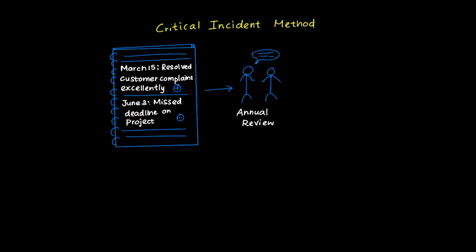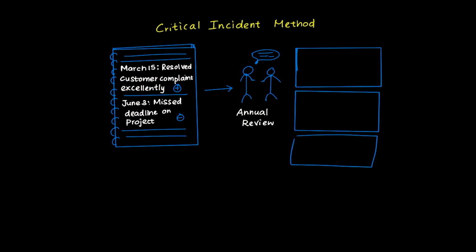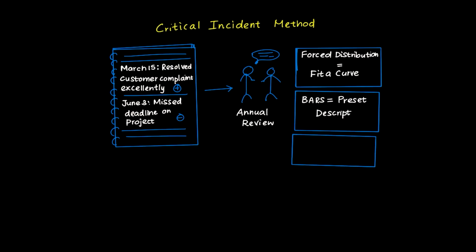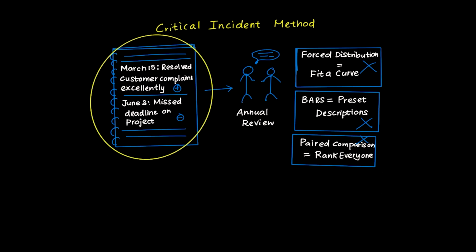Forced distribution makes you fit everyone into a curve. Behaviourally anchored scales use preset behavioural descriptions as rating points. Paired comparison ranks everyone against everyone else. Critical incident is about documenting specific events in real time.